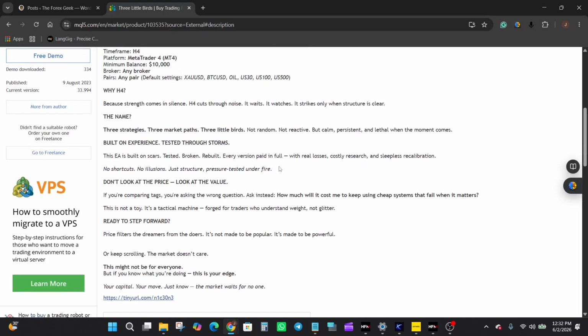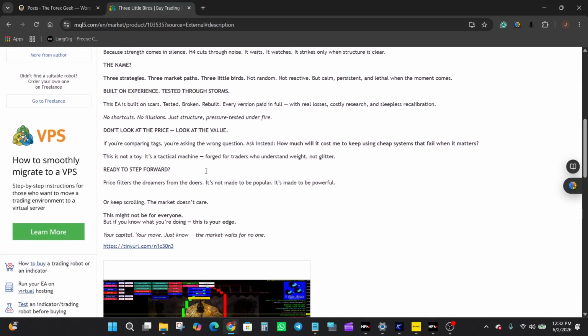The developer also mentions that the EA is based on H4 structure, which is used to reduce noise, and focus on broader market movement rather than short-term fluctuations. Now, moving into the settings section briefly mentioned on the page, there is also a debug function available. According to the developer, when enabled, it provides detailed logs inside the experts tab during testing or live use, which can help users better understand how the system is operating internally.